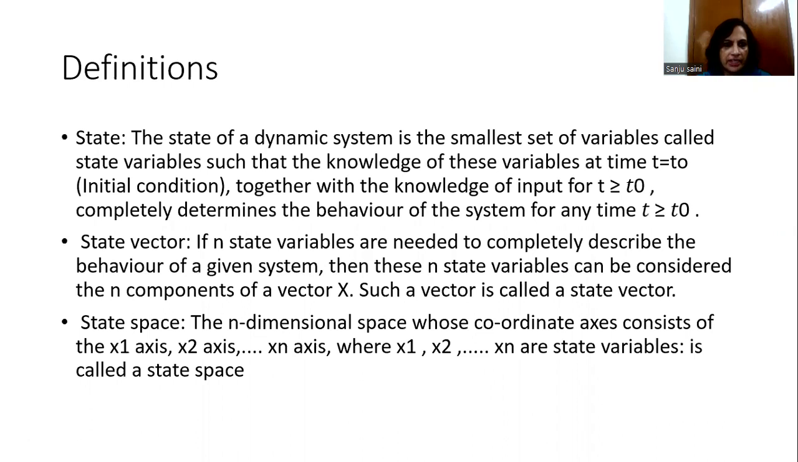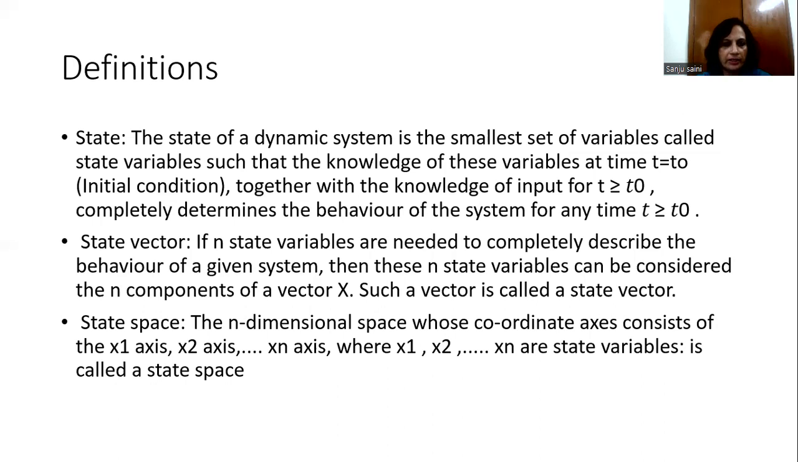The first is the state. State of a dynamic system is the smallest set of variables such that the knowledge of these variables at any time t equal to t naught, together with the knowledge of the input for t greater than or equal to t naught, completely determines the behavior of the system for any time t greater than or equal to t naught.